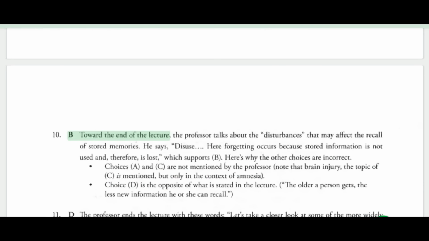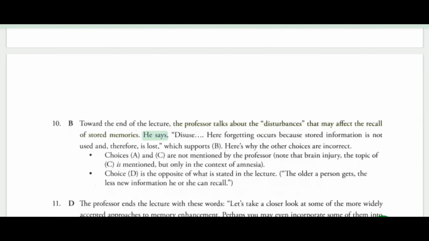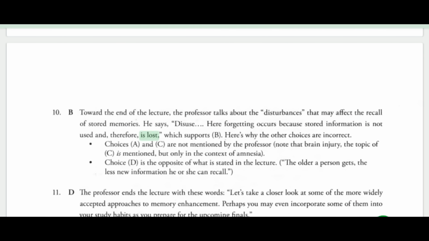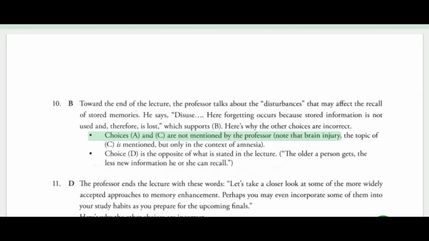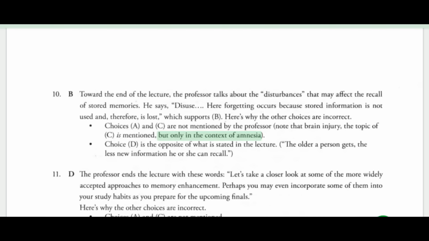10. B. Toward the end of the lecture, the professor talks about the disturbances that may affect the recall of stored memories. He says, "Disuse. Here forgetting occurs because stored information is not used and, therefore, is lost," which supports B. Here's why the other choices are incorrect. Choices A and C are not mentioned by the professor. Note that brain injury, the topic of C, is mentioned, but only in the context of amnesia.